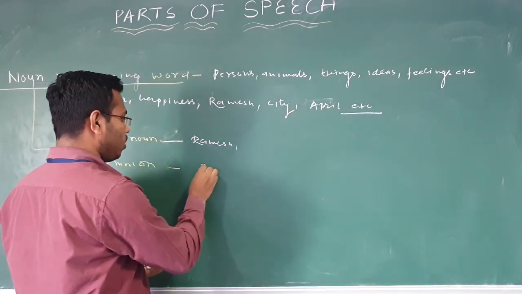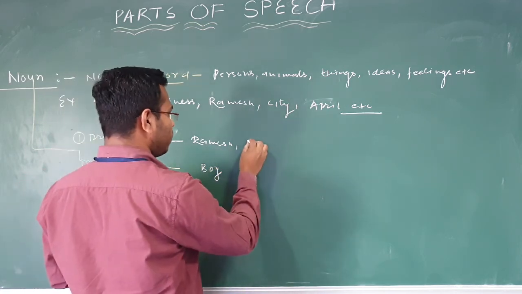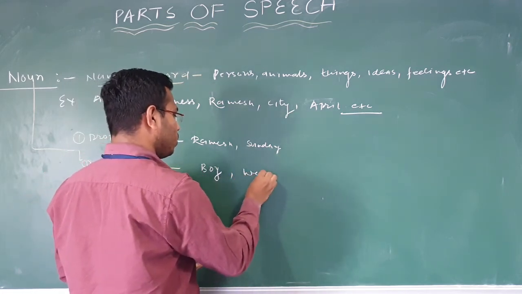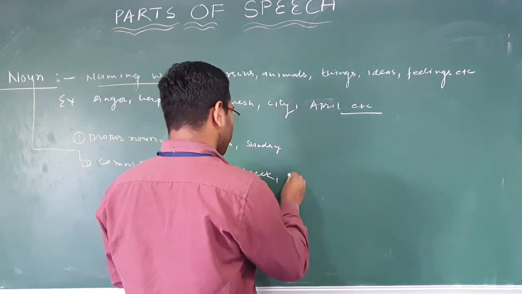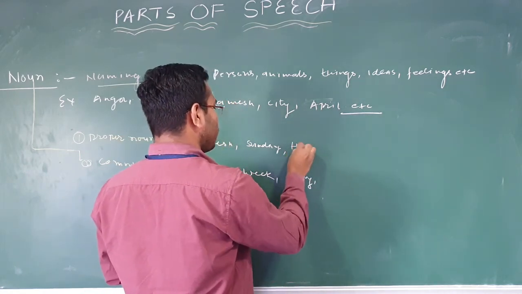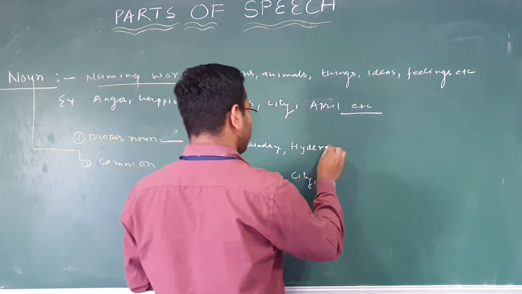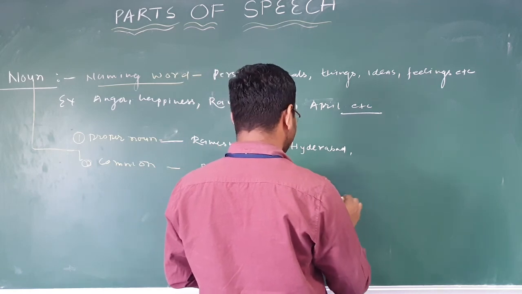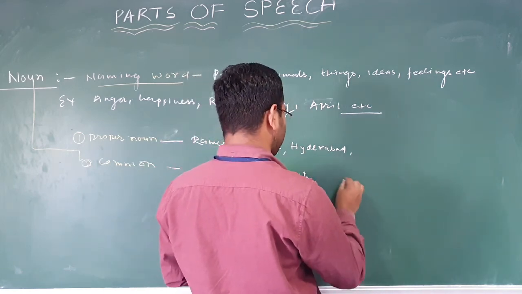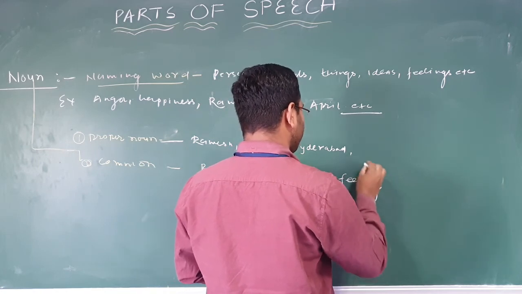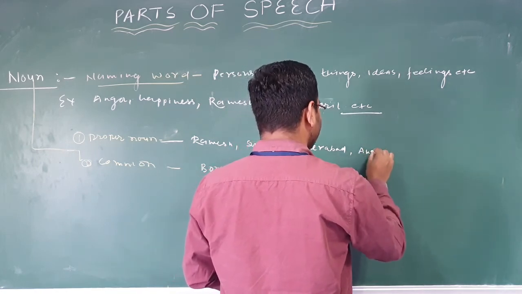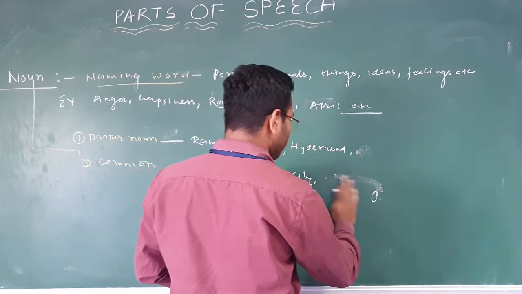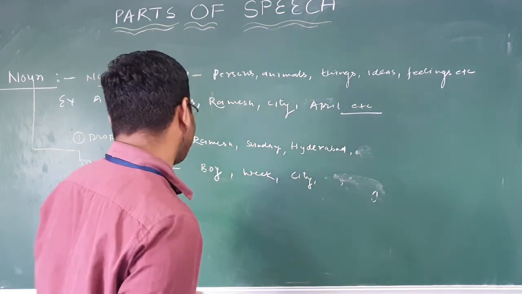For example, if I say Ramesh, we say boy. If I say Sunday, we say week. We say city, and we say Hyderabad. Okay. If we say feeling, and we say anger, basically anger will come in abstract noun. So, we are removing it, and we can take several examples in proper noun.